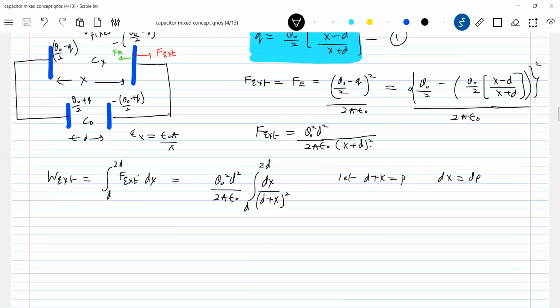Anybody answer? Q naught squared d by 12A epsilon naught. Okay, fine. Yeah, this is one part of the problem. Q naught squared d by 12A epsilon naught. This is the work done by the external agent.